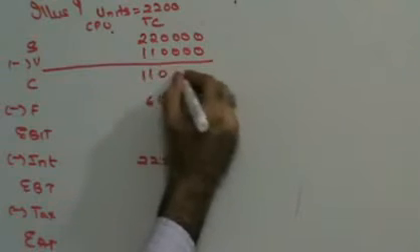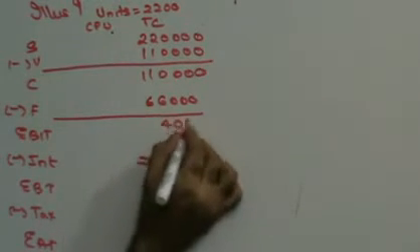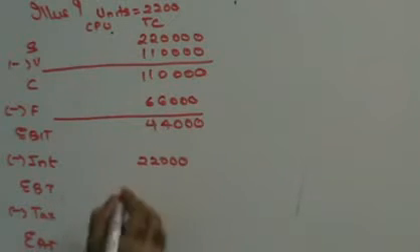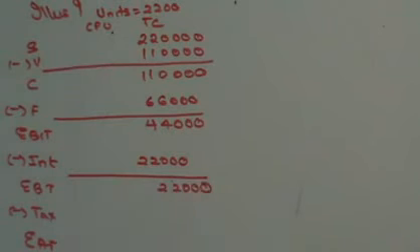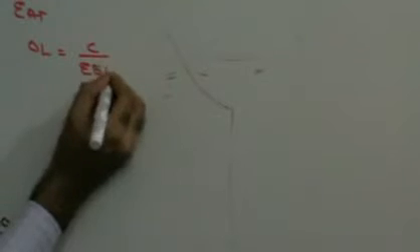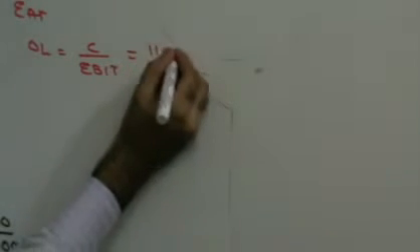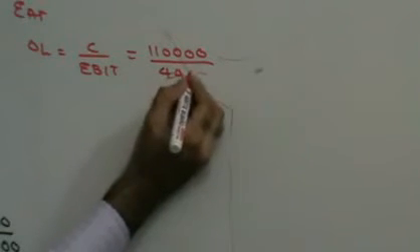This is going to be 1,10,000. This is going to be 34,000. How much? 44. 44,000. So in that case, this is going to be 22,000. Right? They've asked you to calculate the three leverages. So I can say EBIT. Operating leverage is contribution upon EBIT. Contribution is 1,10,000 divided by EBIT 44,000.